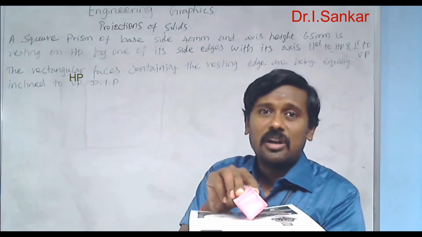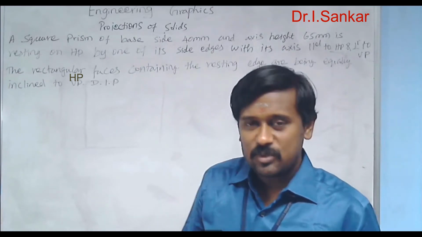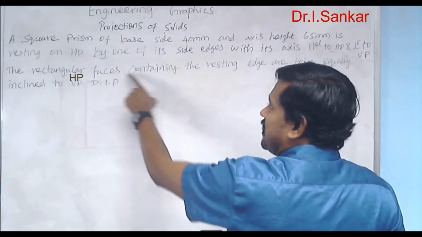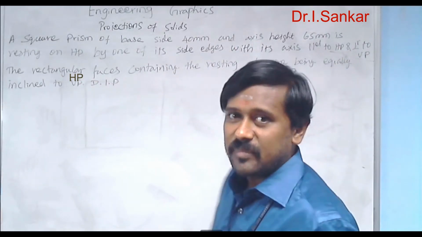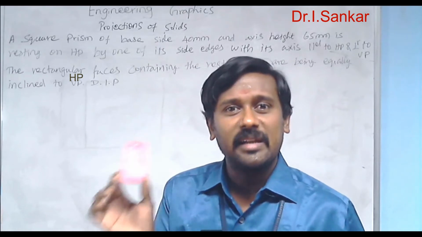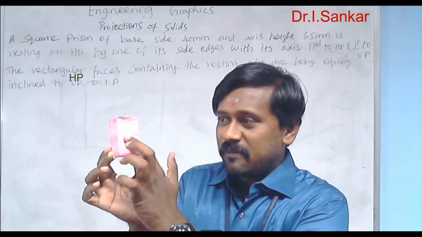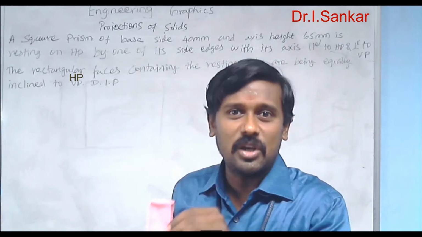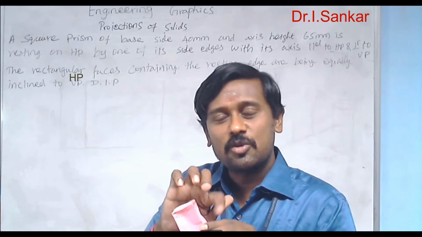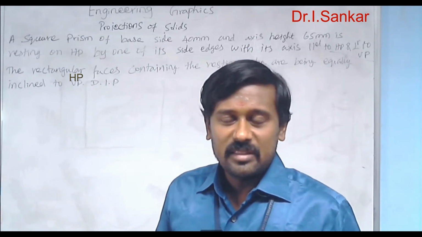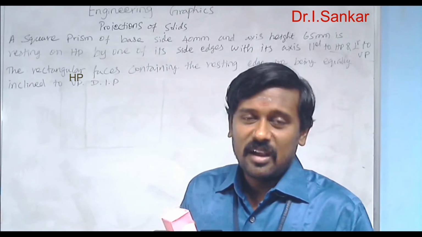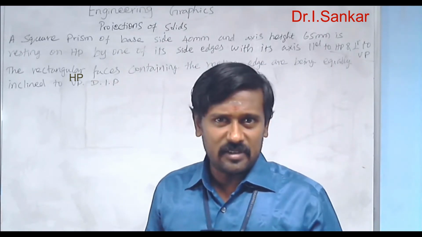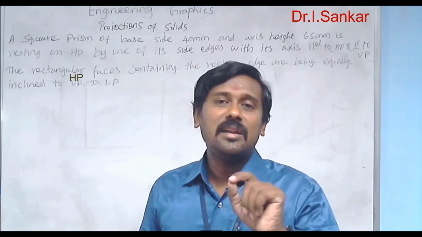In addition, one more condition is also there. What is that? This may confuse you. See, the rectangular faces containing the resting edge. In this solid, where can you find the rectangular faces? You can find the rectangular faces only in the sides, because the base and the face are in the shape of a square. Only the side faces are in the shape of a rectangle. The rectangular faces containing the resting edge. They are not pointing to only one rectangular face.